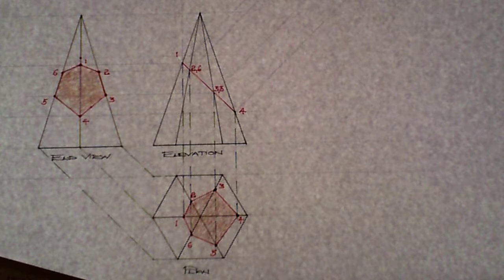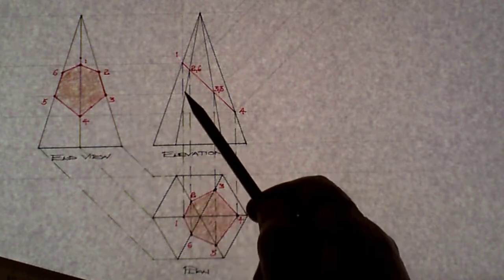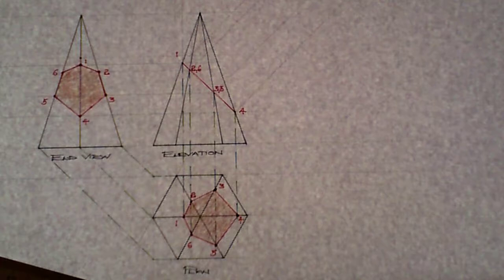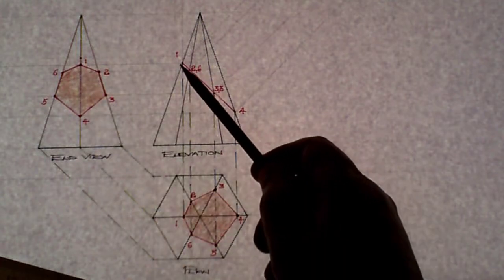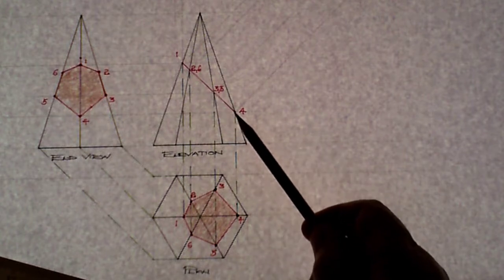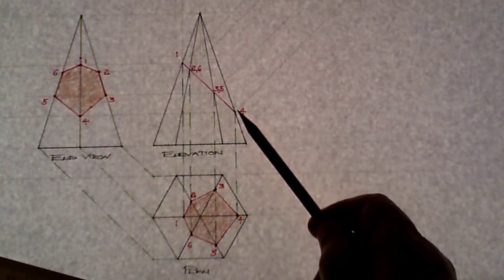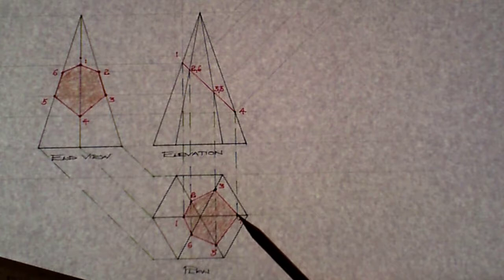Now, as I said to you in the previous video, the true length of the line from point 1 to point 4 here on end view and point 1 to point 4 here on plan, the true length is shown on the elevation. So 1 to 4 on elevation is the true length of 1 to 4 on plan and 1 to 4 on the end view.